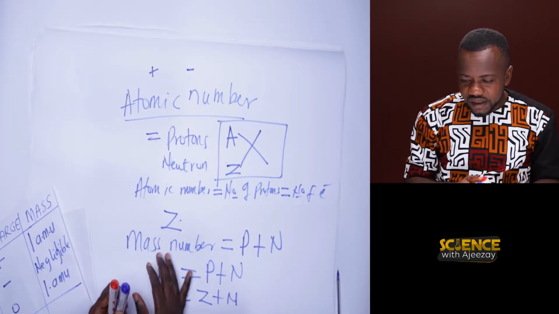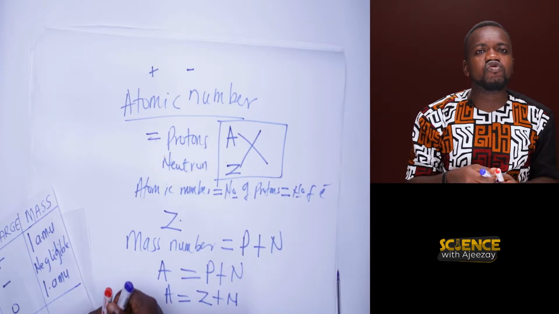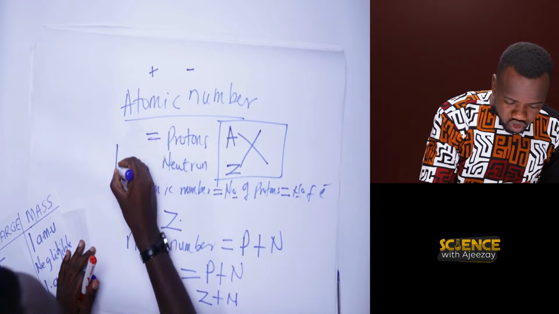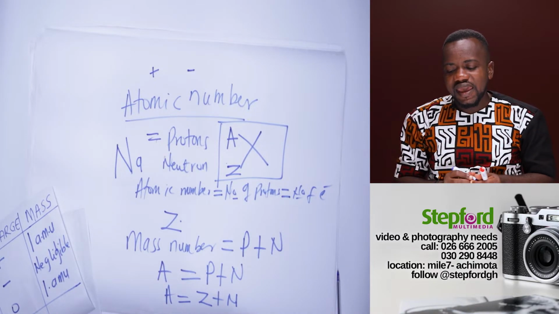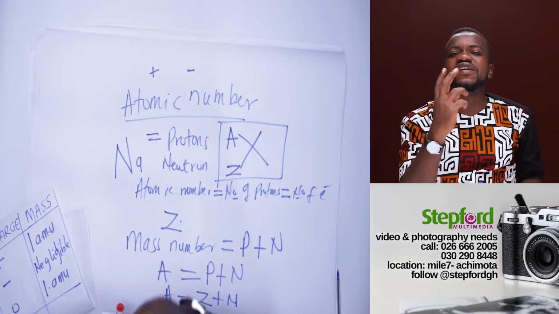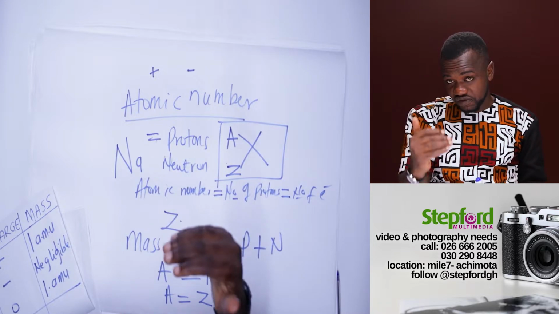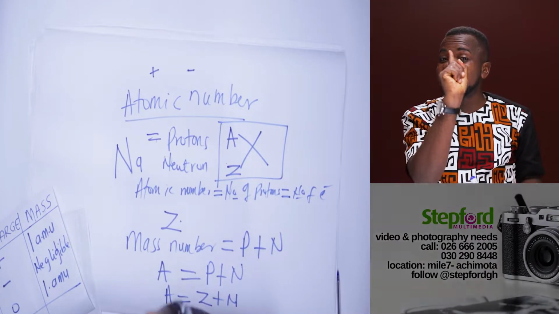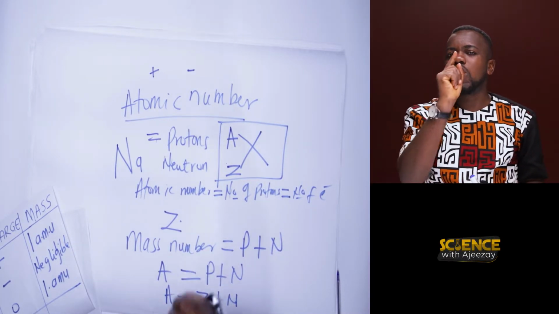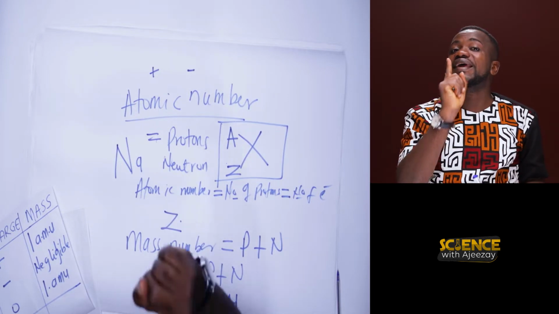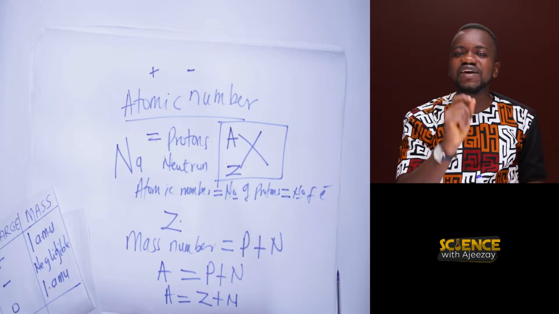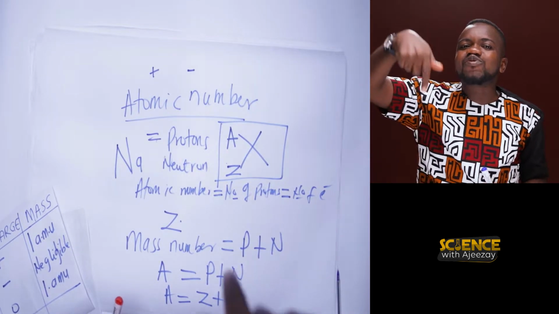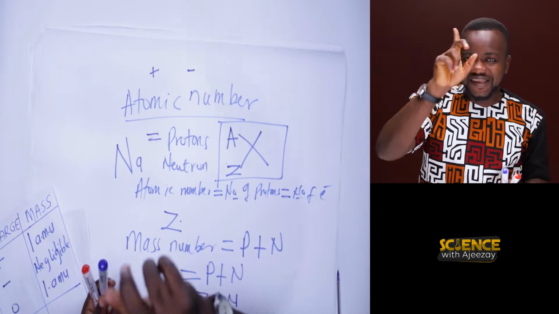So let's take an example. Let's say an element X. Let's use sodium. Sodium is the 11th element. When you count the first 20 elements, sodium is the 11th element. And because it is the 11th element, it has 11 protons. And 11 protons means that the atomic number of sodium is 11.